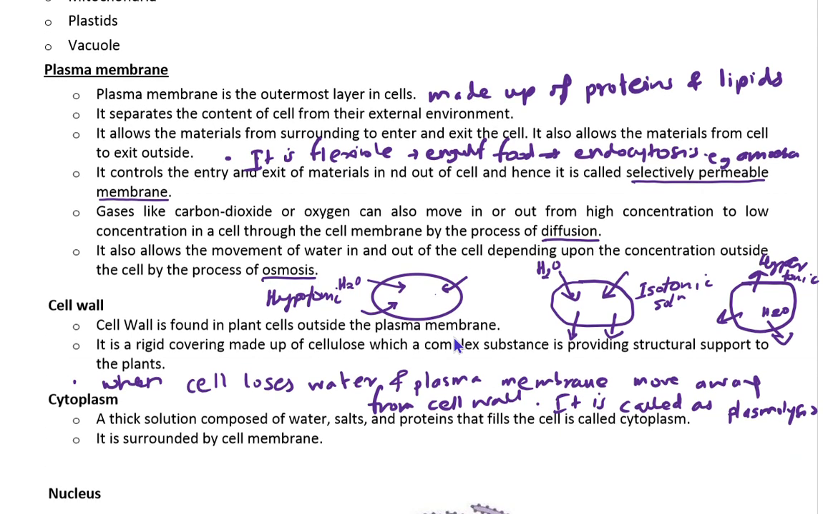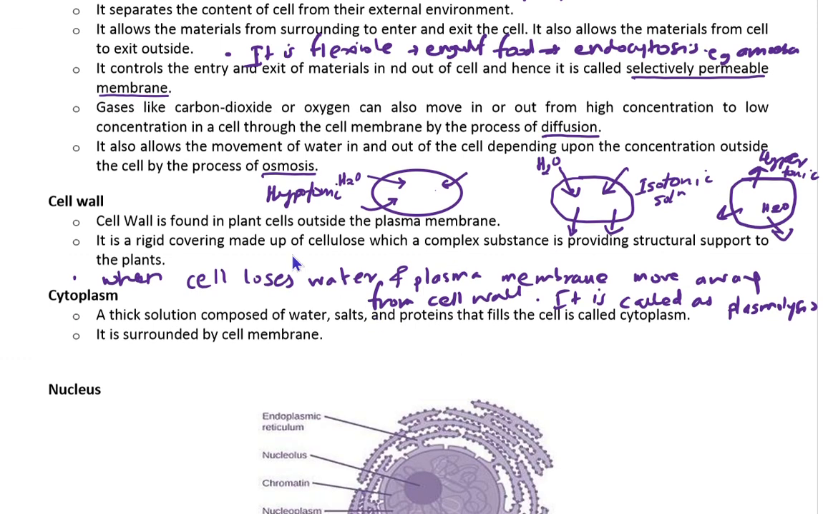Now the next structure present in the plant cell is the cell wall. The cell wall is found only in plant cells. It is the outermost layer, present outside the plasma membrane. It is made up of cellulose, a complex organic substance which provides structural support to the plant.